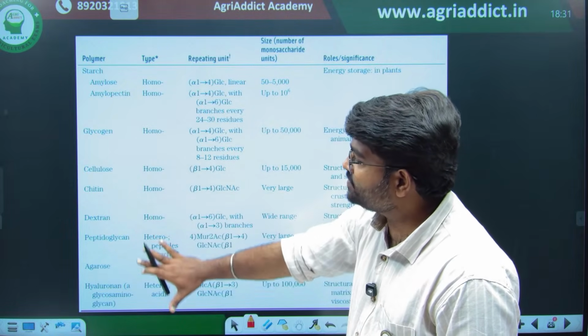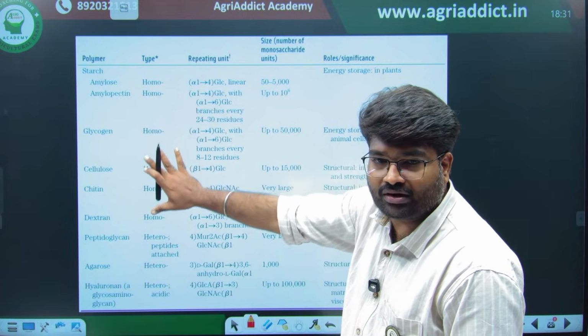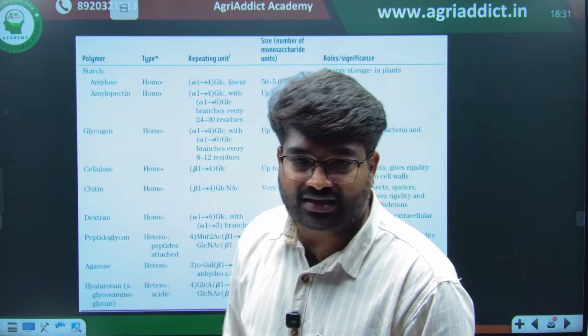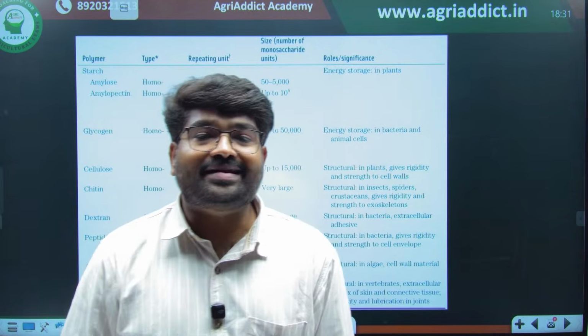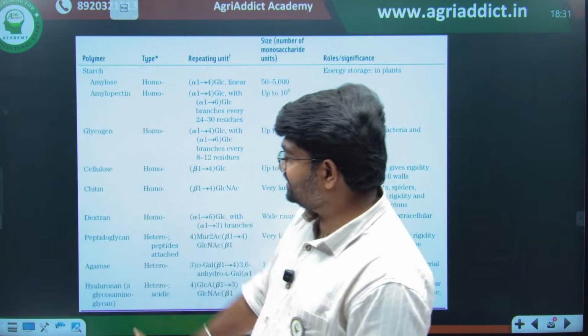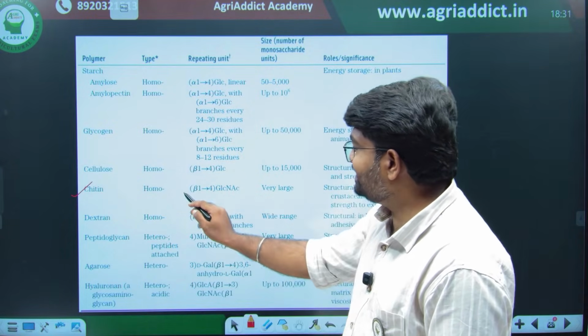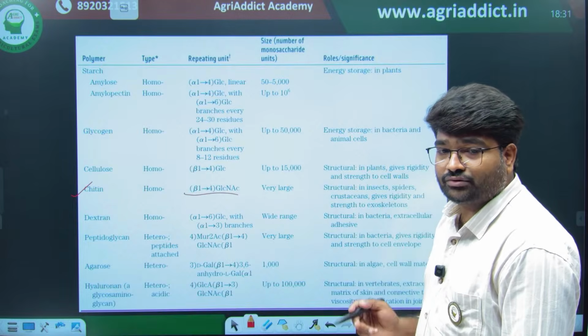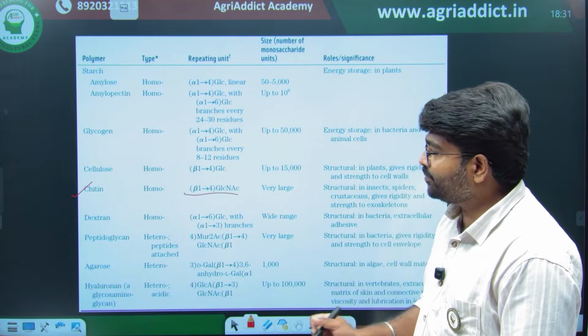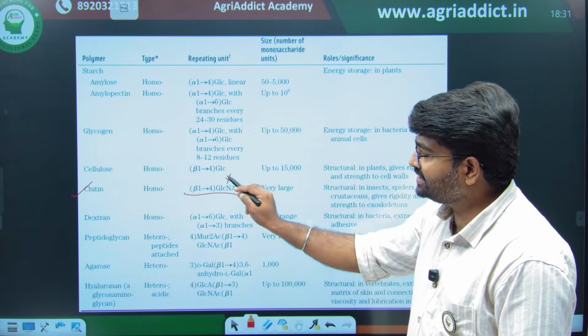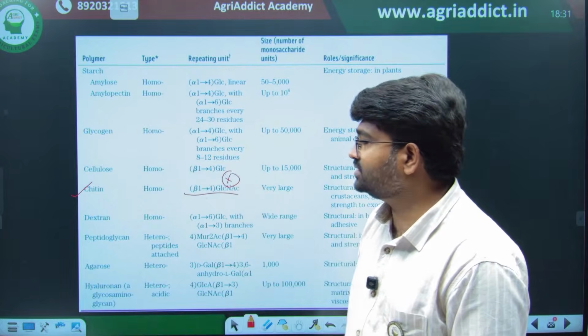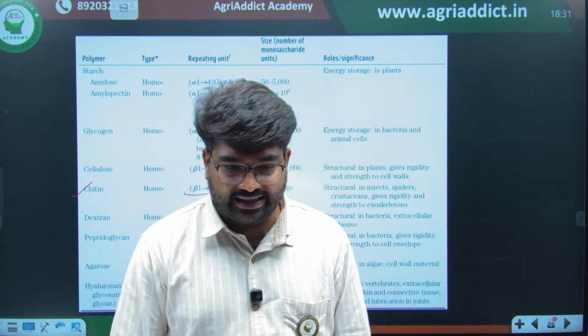Here I have listed the different polymers, what the type is, and what the repeating units are. Everything we have listed here. The most important thing is chitin. The linkage in chitin will be beta 1,4 linkage. This is a very important and repeated question. Beta 1,4 linkage will be there.